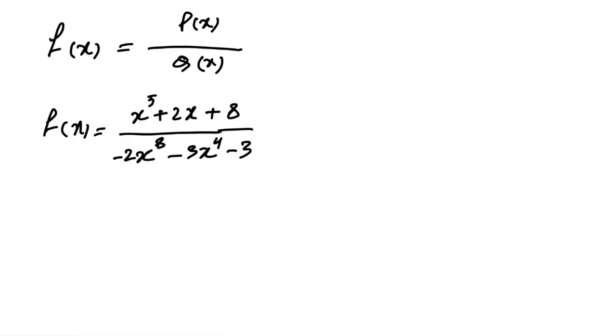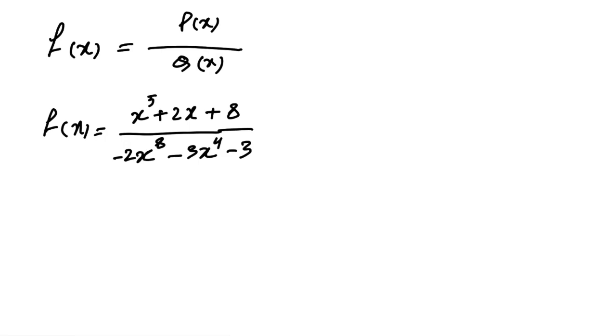So you can see we have two polynomials. Numerator is a polynomial of degree 5, x^5 plus 2x plus 8, and in denominator we have another polynomial. This one is of degree 8, negative 2x to the power of 8 minus 3x^4 minus 3. So division of these two polynomials, f(x), is a rational function.